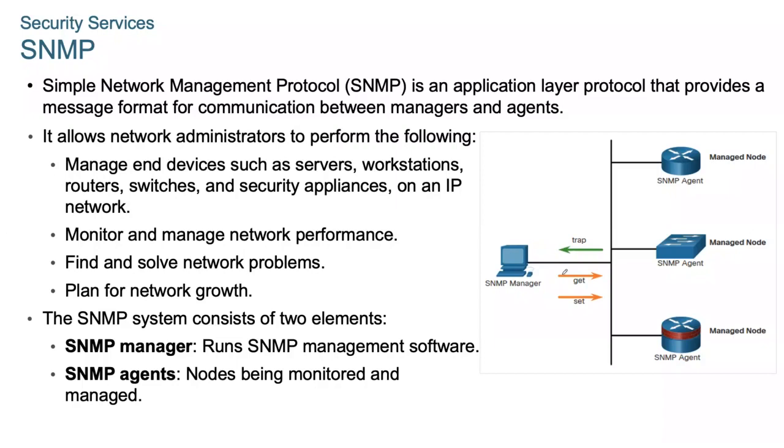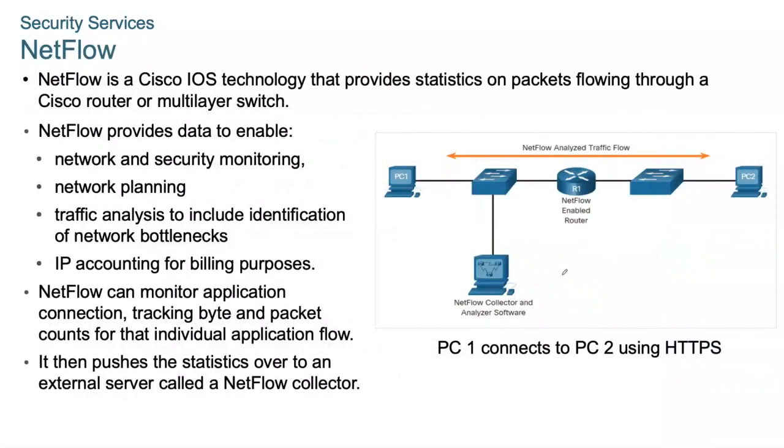And another network security protocol: the first one is access control, as we said. The second one is SNMP. The third one is network flow. If you see this small network, there are two PCs, PC1 and PC2. Now PC1 connects to PC2 using a service called HTTPS. Does this HTTPS service belong to which layer of the TCP/IP suite?